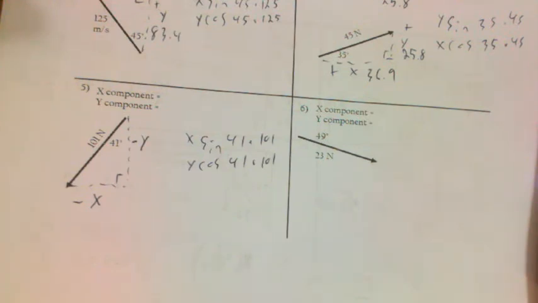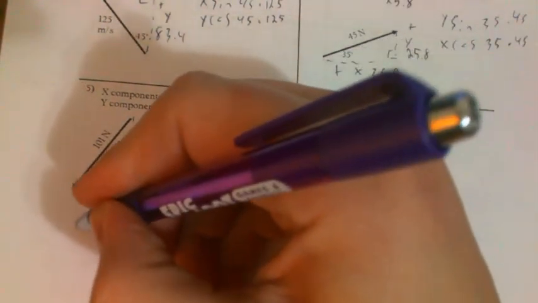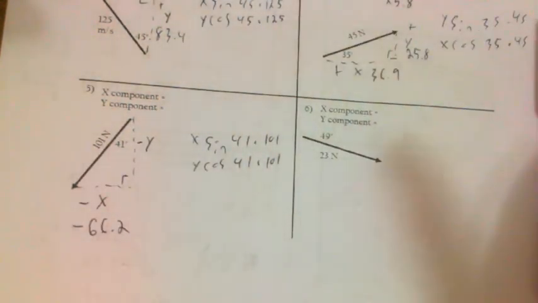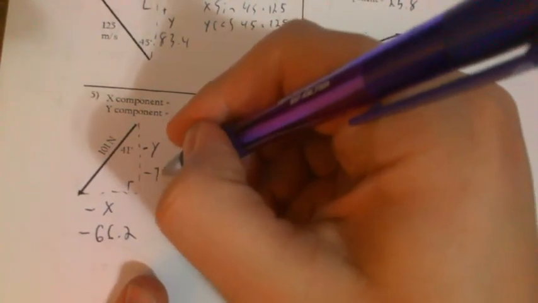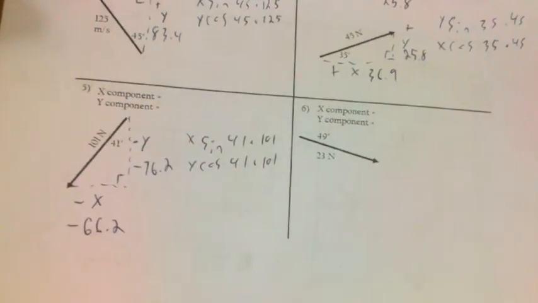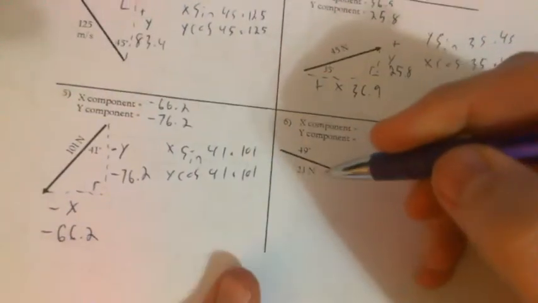Okay, so sine of 41 is 0.66. We can multiply that by 101 to get 66.2 for our x side. So that's negative 66.2. And then our cosine side, we can say cosine of 41 degrees is 0.75 times 101 will give us 76.2. That's negative 76.2 is this side. So that's negative 66.2. That's negative 76.2. Those are our two sides. Nice. All right, last one on this page.